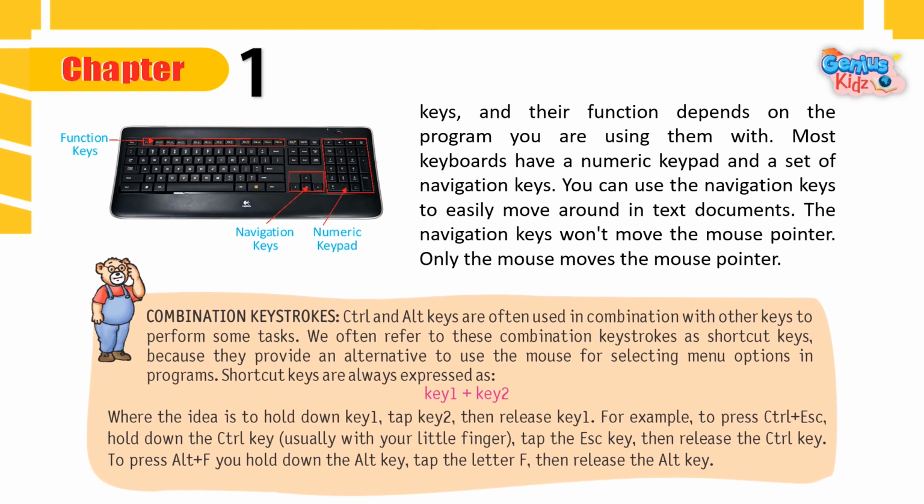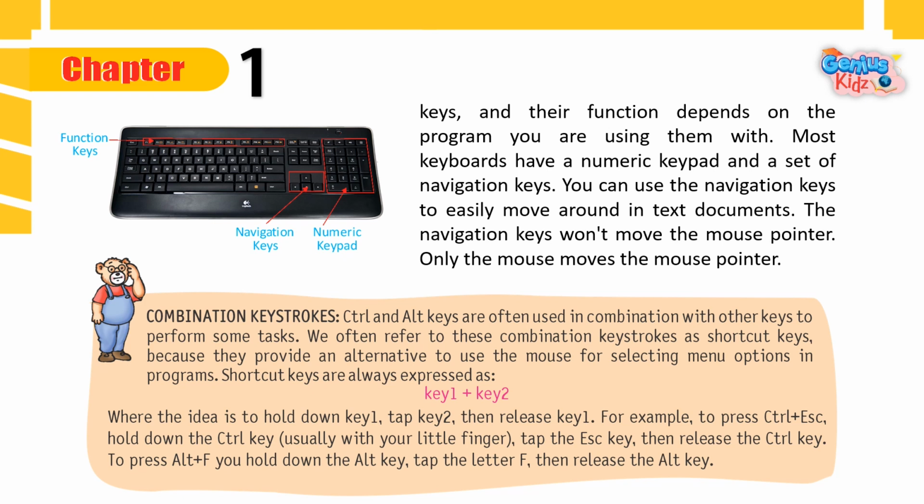Combination keystrokes. Control and Alt keys are often used in combination with other keys to perform some tasks. We often refer to these combination keystrokes as shortcut keys because they provide an alternative to using the mouse for selecting menu options in programs. Shortcut keys are always expressed as key 1 plus key 2, where the idea is to hold down key 1, tap key 2, then release key 1.